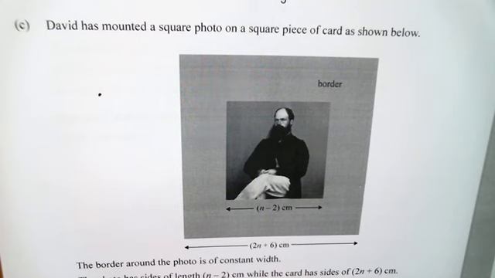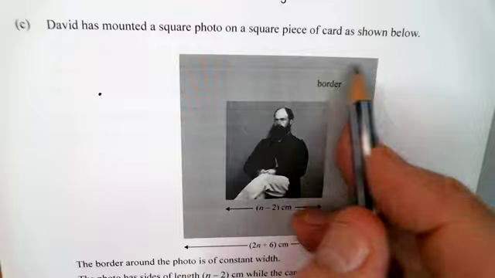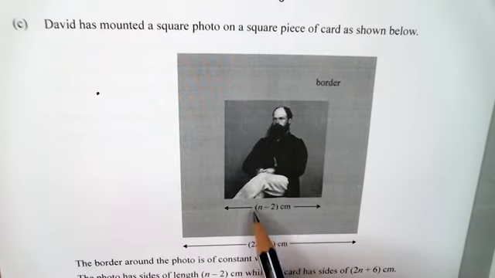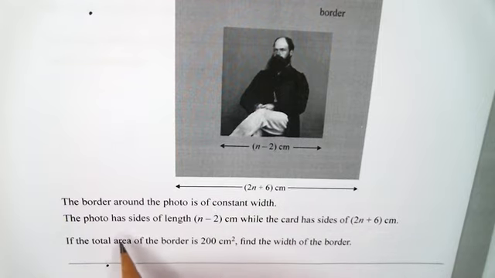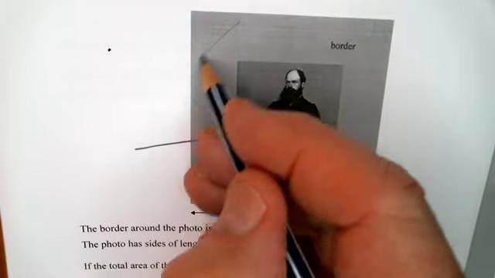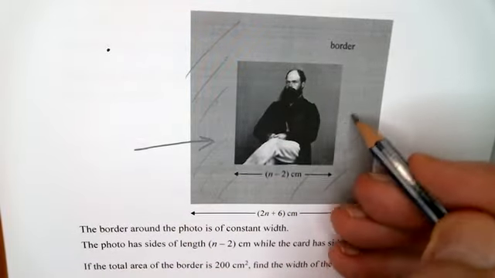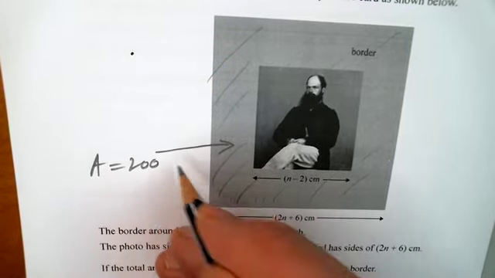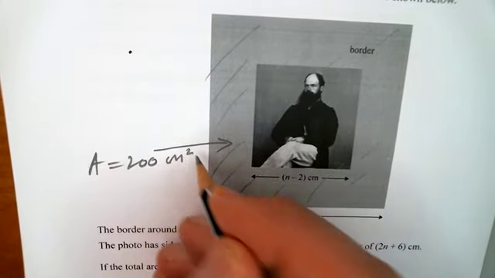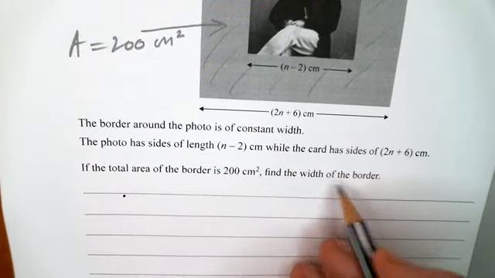Right, here's the 2017 algebra exam, question 1c. We've got a situation where we've got a square photo inside a square border, and we know the dimensions of the border and the dimensions of the photo. Given all that, if the total border area is 200 square centimeters, what would be the width of the border?